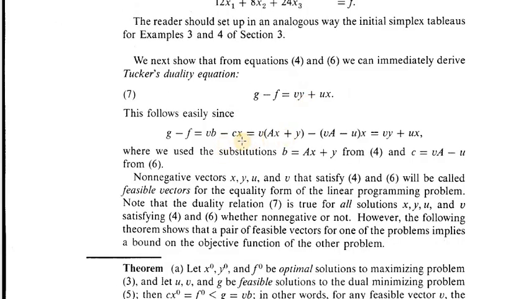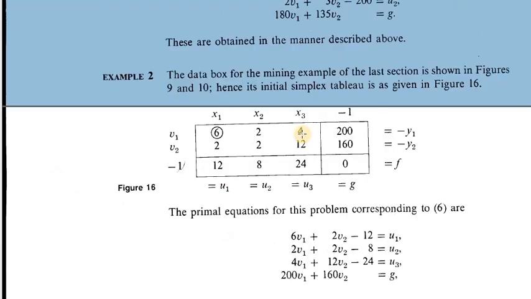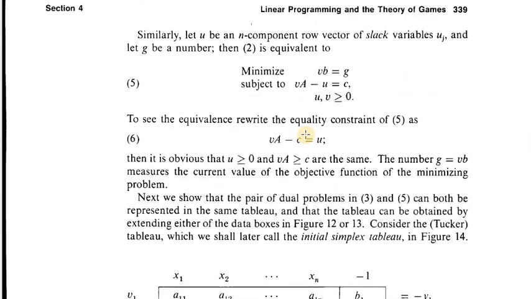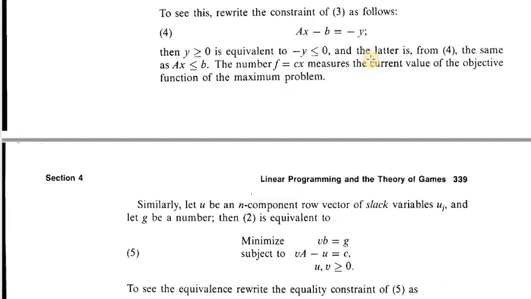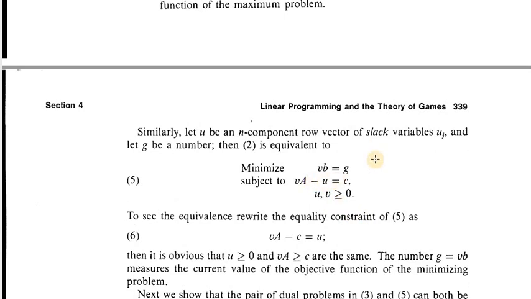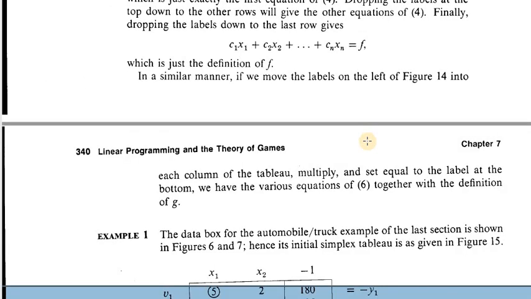Okay, VB minus Cx. All right, so how do you get from this stage to this stage? Well, what you do is you replace the B and the C with their expressions in the constraint equations. What this is implying is B equals AX plus Y, and that comes from up here. B equals AX plus Y, or you can do it right here. Similarly, C equals VA minus U. All right, so that's how you get this substitution here.